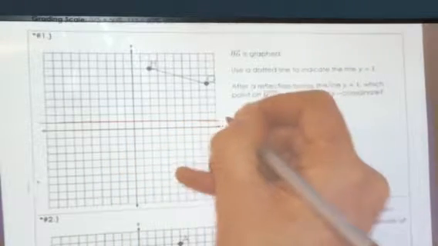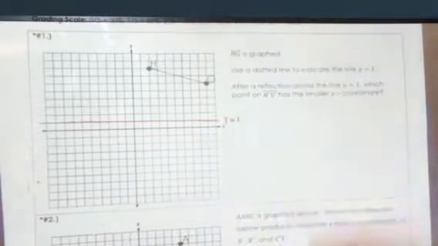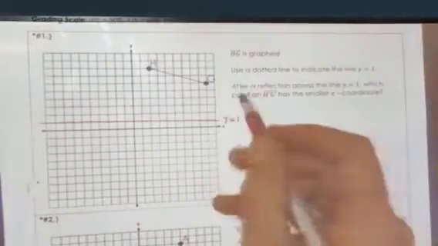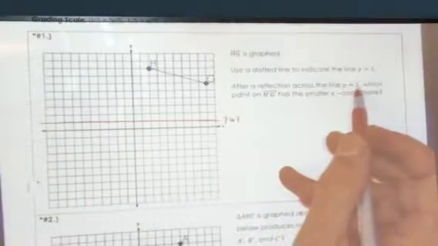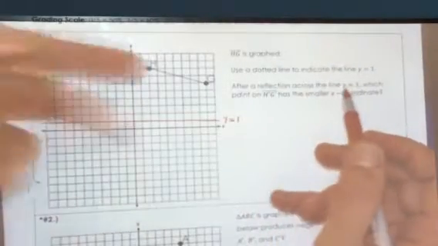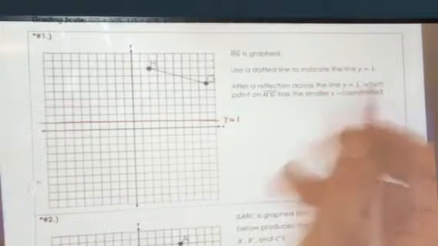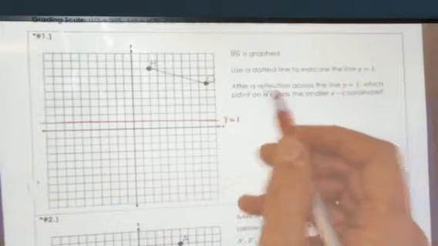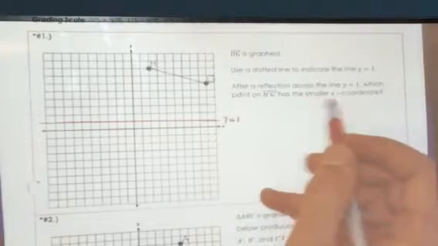Y equals 1 is like a water level. That's where it is. After a reflection across the line y equals 1, so that's going to fall down, which point on H prime G prime, segment H prime G prime, has the smaller x coordinate?